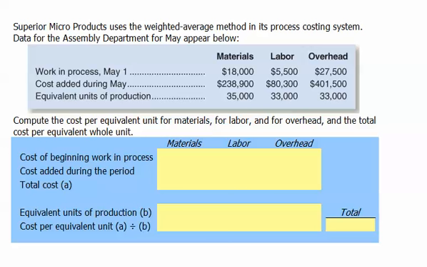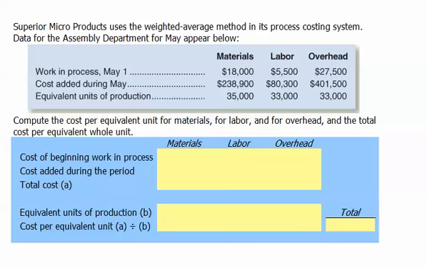Superior Microproducts uses the weighted average method in its process costing system. Data for the assembly department for May appear below. Compute the cost per equivalent unit for direct materials, for labor, and for overhead, and the total equivalent cost per whole unit. Let's begin by picking up our cost of beginning work in process.